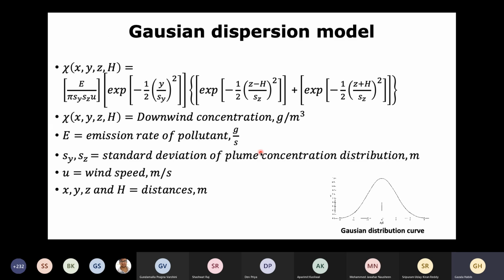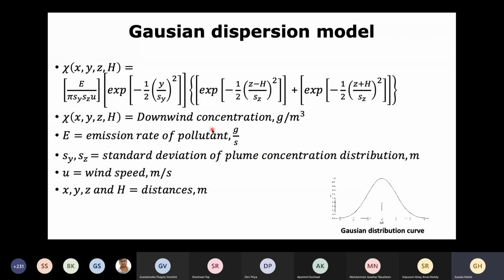So now this is the equation. I am not teaching you the derivation of this equation because it's very complicated. If you want, you can go through the derivation in one of the atmospheric dispersion books separately. I can upload the book, I have a soft copy, but it's a little complicated to understand the derivation of this Gaussian dispersion model equation, so I'm not including that.